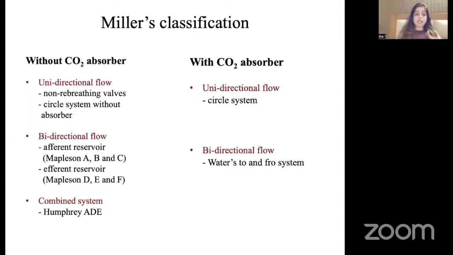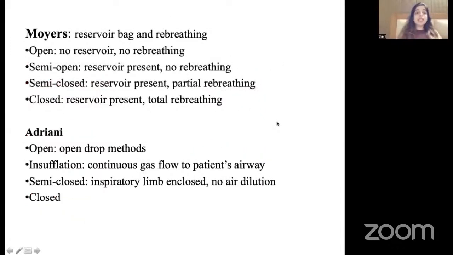Next is Miller's classification. First, they divided the systems depending on the presence of CO2 absorbent, and then further classified them depending on the direction of flow, whether it is unidirectional or bidirectional. So our Mapleson systems come in the classification of bidirectional flow without CO2 absorbent, while the circle system has unidirectional flow with CO2 absorbent. Then there are some other classifications also. These you can read and remember.